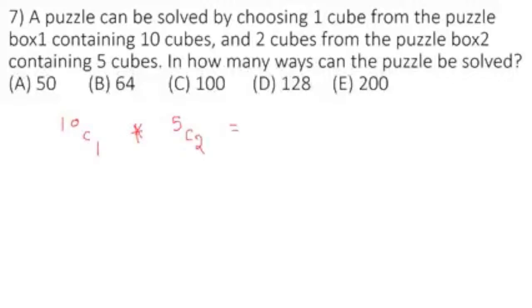10C1 is 10 only, and 5C2 is 10 here. The final answer is 100. So the answer is C. How did I derive the 5C2 value? 5C2 is 5 into 4 by 2 into 1, which will be 10 ways.